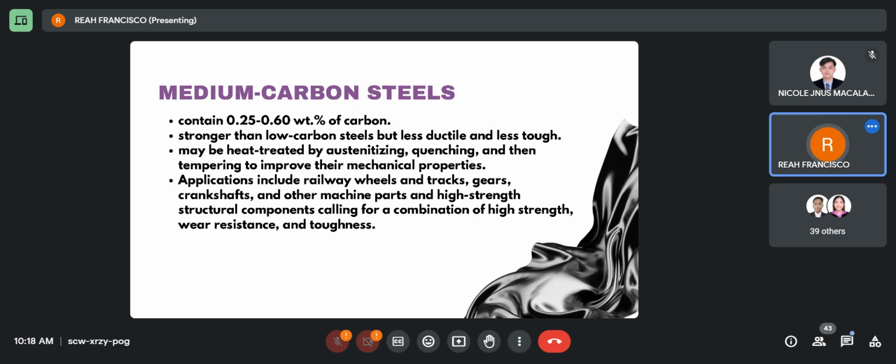It can only be heat treated in very thin sections and with very rapid quenching rates, but the addition of chromium, nickel, and molybdenum will improve the capacity of this alloy to be heat treated. And mostly its applications include railway wheels and tracks, gears, crankshafts, and other machine parts and high-strength structural components calling for a combination of high strength, wear resistance, and toughness.